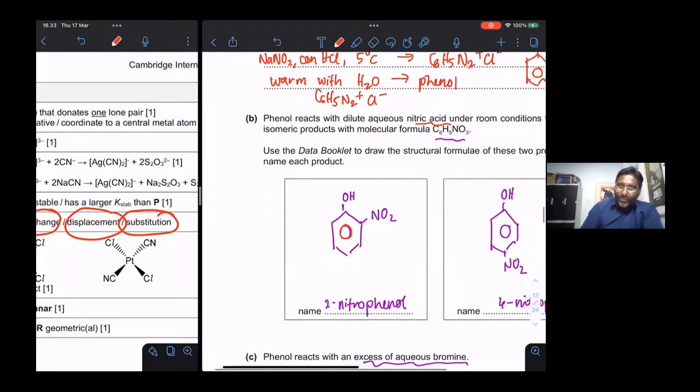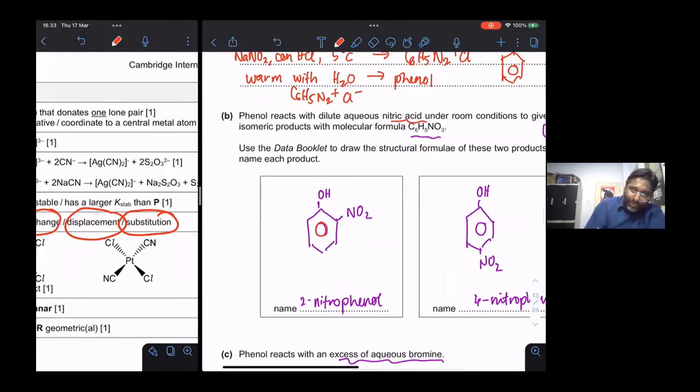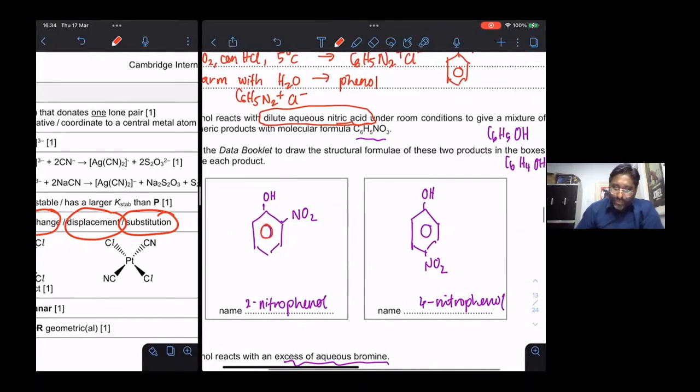So here they say when you react with aqueous dilute nitric acid, because normally you need to react with concentrated nitric acid with the catalyst concentrated H2SO4 at 55 degrees Celsius to get nitrobenzene, so NO2 goes into that. But now if you have phenol, you do not need all these conditions. You just need dilute aqueous nitric acid at room temperature.